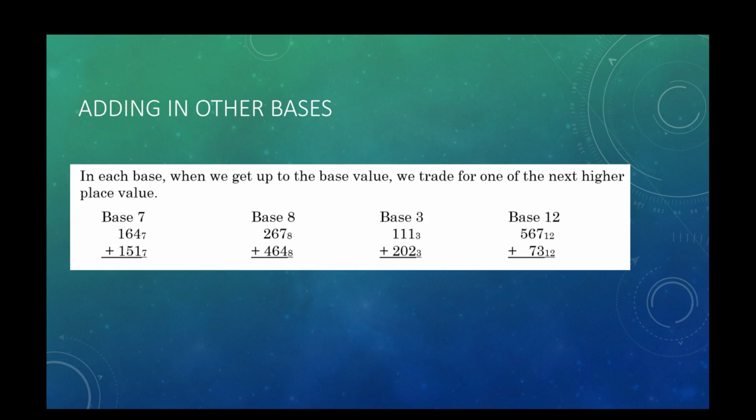In each place value, when we're adding in bases, we trade for one of the next higher place value. So for example, in base 7, if I get up to 7, I'm going to trade it for one of the next place value up. In base 8, if I get up to 8, I'm going to trade that for one of the next place value up, the next one higher. In base 3, if I get 3, I'm going to trade that for one of the next one up. And in base 12, I can have all the way up to 11, remember? But if I get up to 12, that's when I need to trade it for the next place value up.